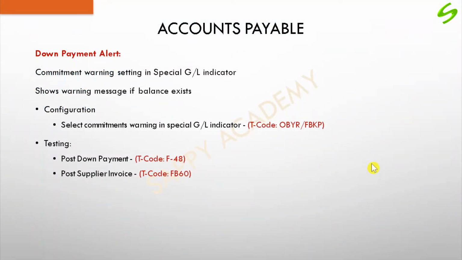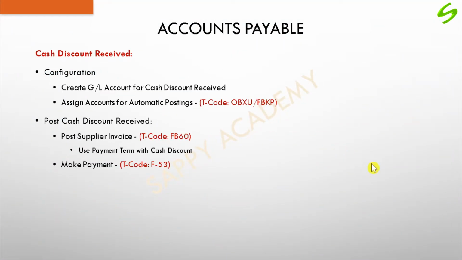Let's move on to the next topic, cash discount received. In the earlier session, we have studied payment terms. We know that payment terms can also have discounts if we pay the amount early as per the term. When we apply a payment term and we want to make a payment so that we receive the cash discount, we have to do some configuration for the cash discount received. Let's do the configuration for this.